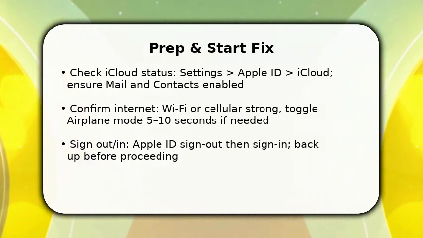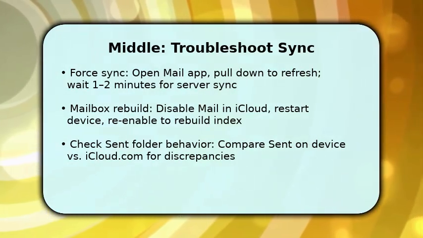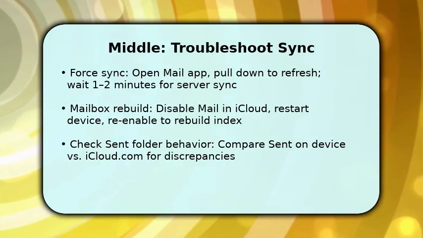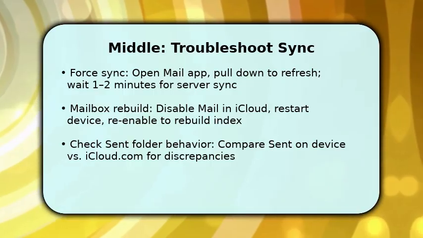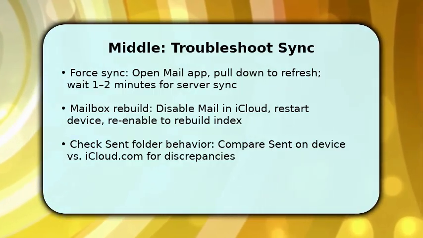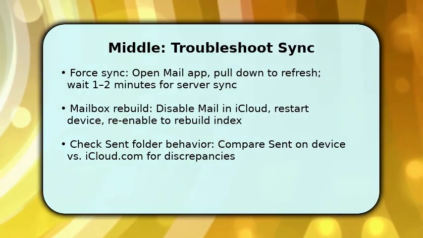Next, you address the core sync and indexing problems that cause incorrect sent headers. Pull down in Mail to force a sync. Give it 1 to 2 minutes for server reconciliation. If messages still show sent via iCloud, disable Mail in iCloud settings, reboot, then re-enable to rebuild the local index.